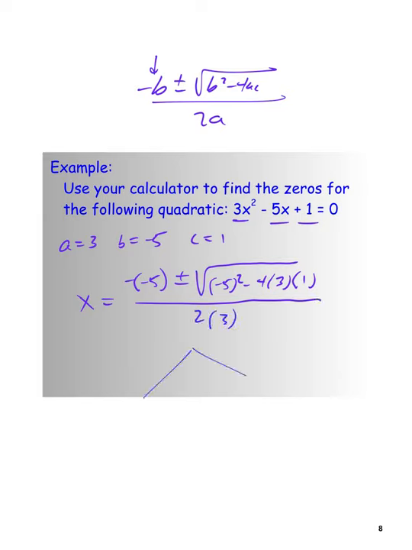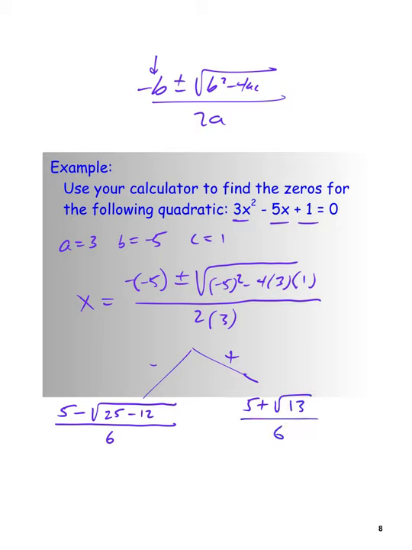So again, as we separate this out, I'll do the minus version and the plus version here. That would give us 5 minus the square root. In this case, that square root would be 25 minus 12, actually, because it's, again, just 4 times 3 times 1, all over 6. And then 5 plus, and I'll just rewrite this as the square root of 13 there, since we already know that it's 25 minus 12 under there.